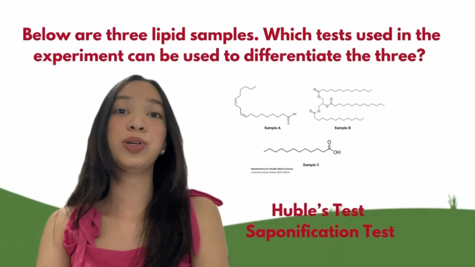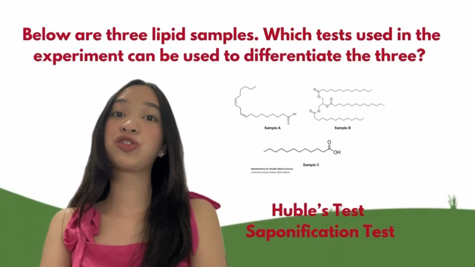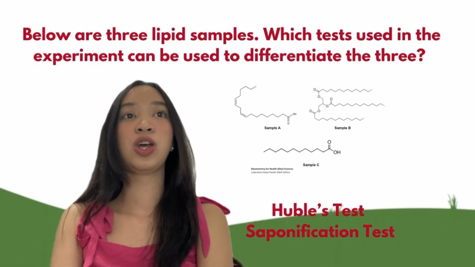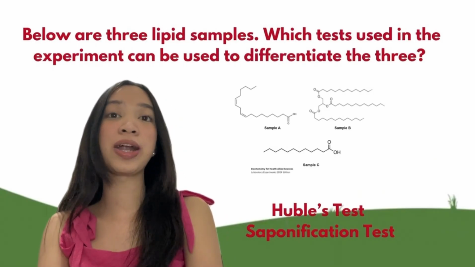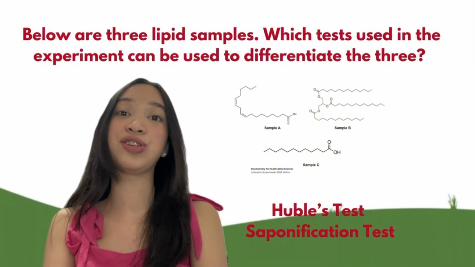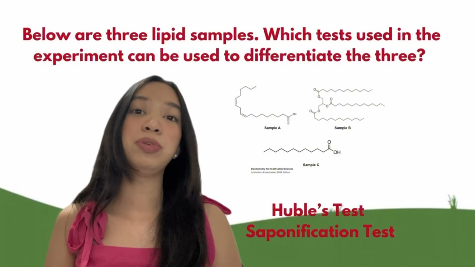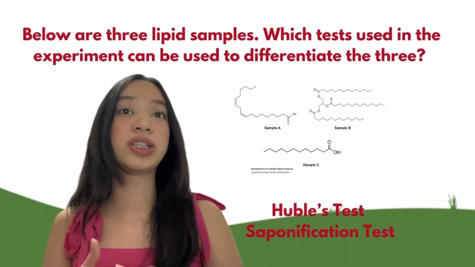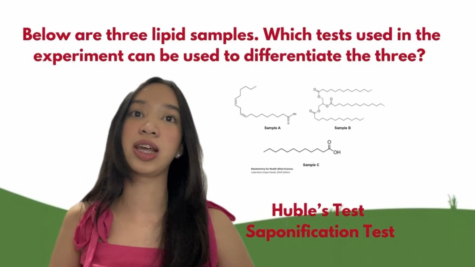Moving on to the post-lab questions. Question number 1. Below are 3 lipid samples. Which tests in the experiment can be used to differentiate the 3? The tests that can be used to differentiate these 3 lipids are the Ubel's test and the saponification test.